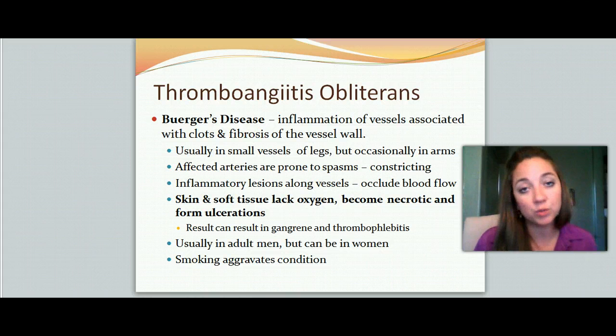It can eventually result in gangrene or thrombophlebitis as well, on top of the necrosis in the tissues and everything. It's usually in adult men, but it can be in women, and smoking absolutely aggravates this condition. You need to remember that.